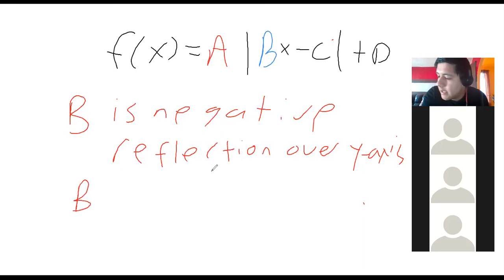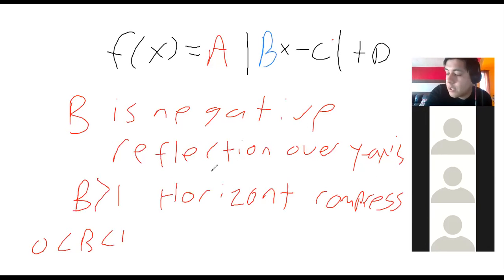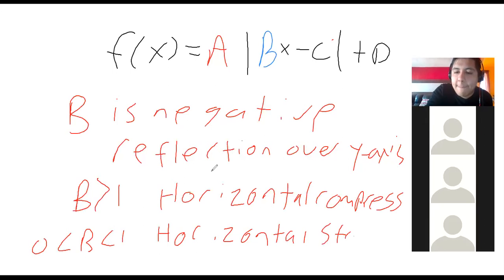if B is greater than 1, we're gonna have a horizontal compress. And if B is between 0 and 1, meaning it's a fraction, we're gonna have a horizontal stretch. I spelled horizontal wrong over here. Okay.